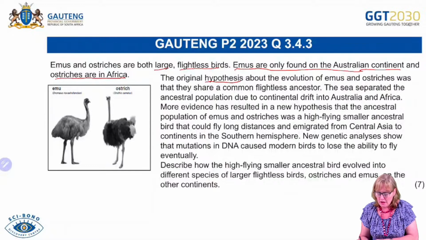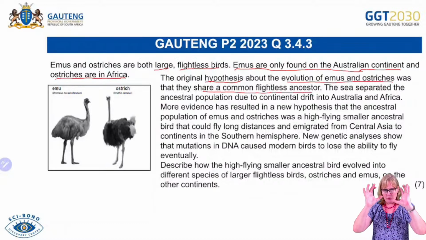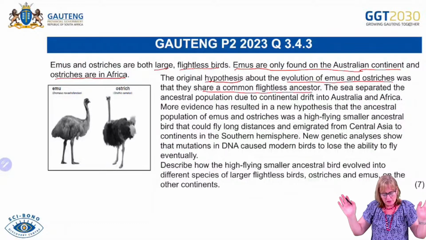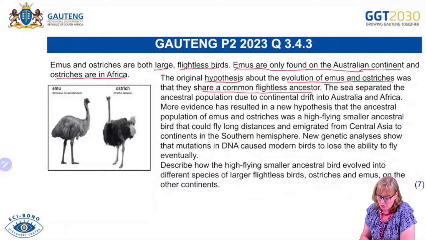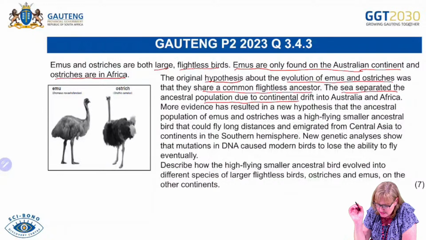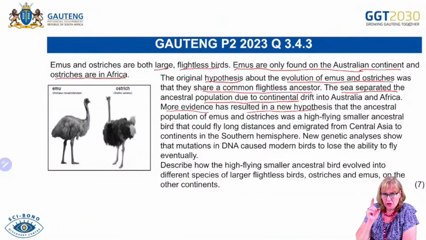The original hypothesis, remember hypothesis, not proven yet, about the evolution of emus and ostriches was that they share a common flightless ancestor. Remember what I said? There was one big continent, there was the ancestor there, then the continents were split, and then speciation happened independently. Now I've got these 2 birds that don't look the same anymore. That's what the original hypothesis is. The sea separated the ancestral population, that's what I just said. More evidence has resulted in a new hypothesis. New hypothesis still not proven.